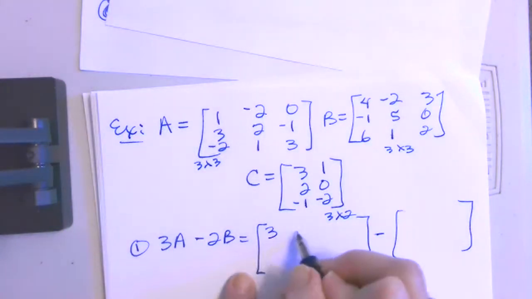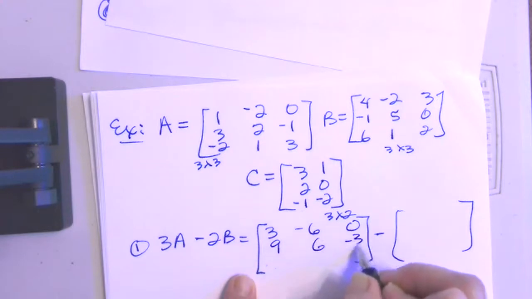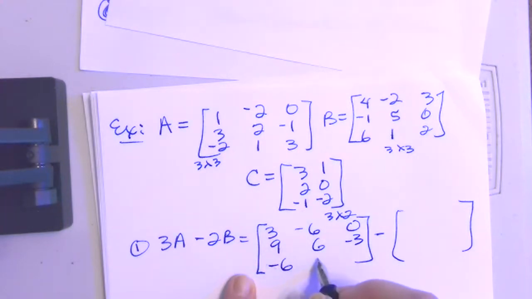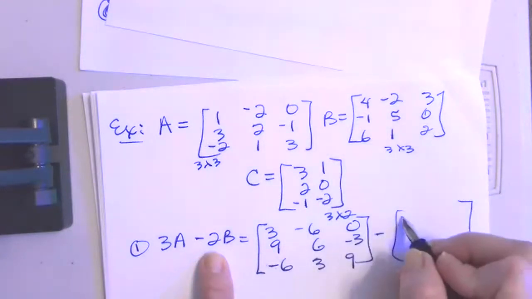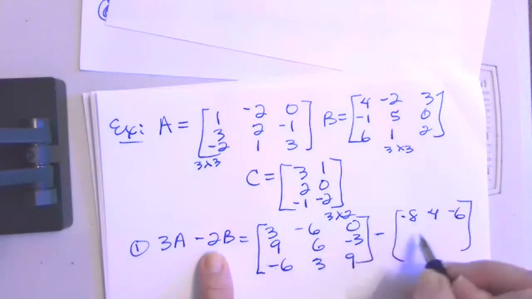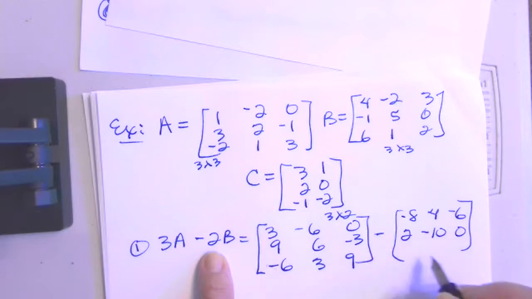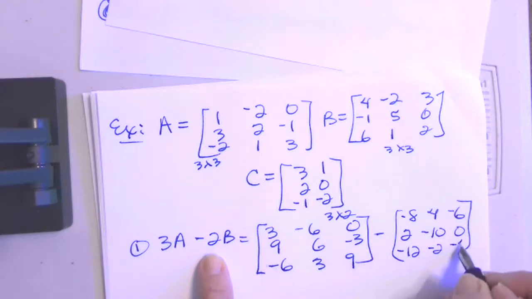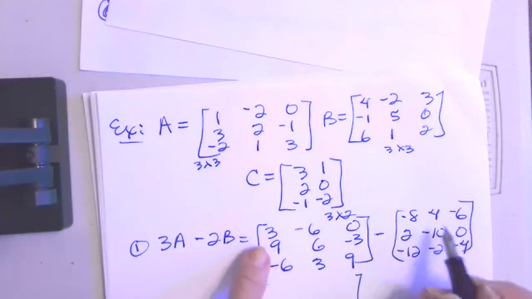3 times A is 3, minus 6, 0, 9, 6, minus 3, minus 6, 3, 9. And minus 2 times B is minus 8, 4, minus 6, that's positive 2, minus 10, 0, and then I get minus 12, minus 2, minus 4. And now I subtract things. So I just subtract things that are in the same position inside the matrices.